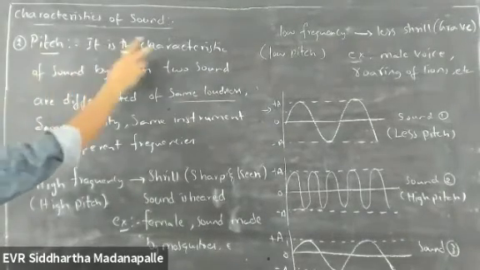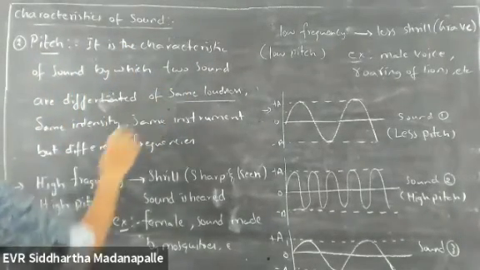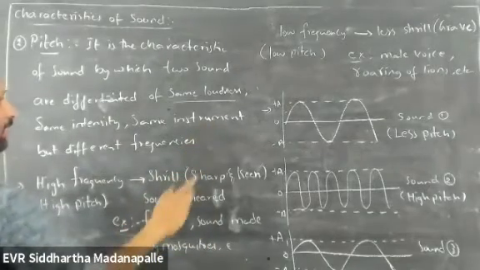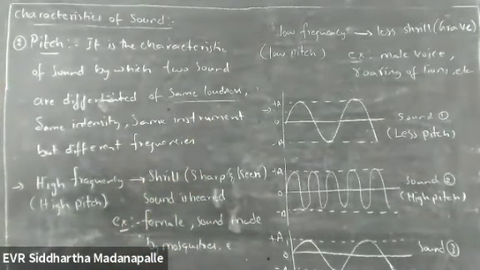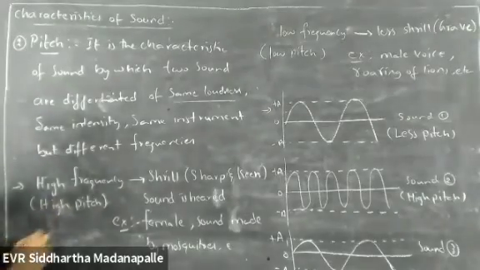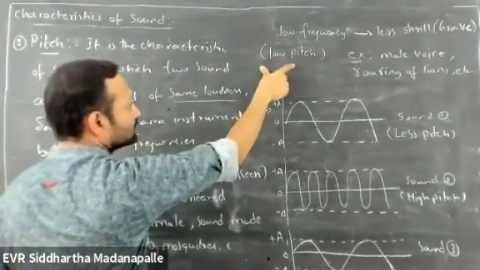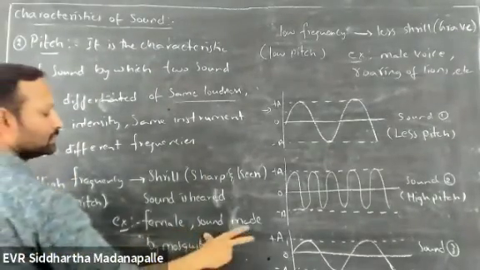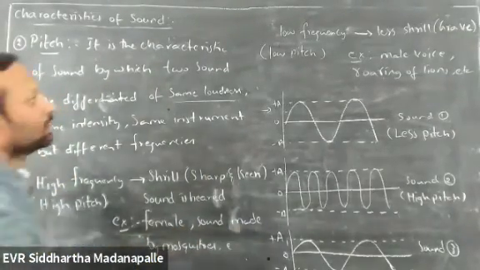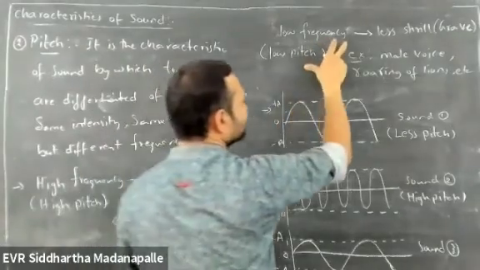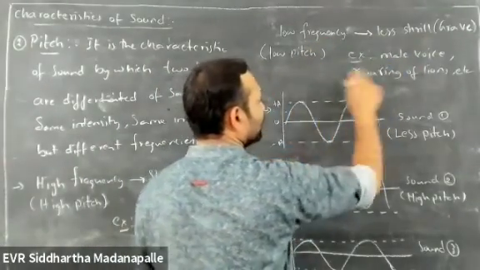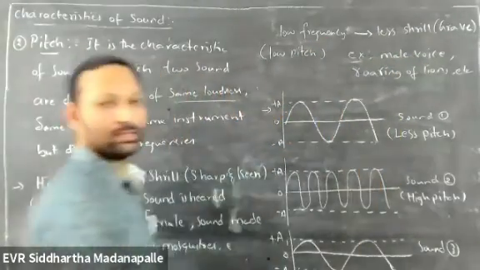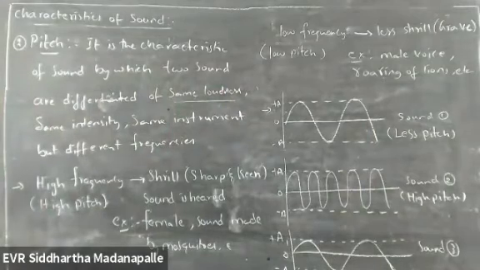That is, by using the pitch we can differentiate the two sounds of same amplitude, same loudness, same intensity, same instruments, but of different frequencies. High frequency means high pitch, low frequency means low pitch. Examples for the high pitch frequency sounds: female voice, sound made by the mosquitoes, whereas examples for the low pitch frequency sounds are male voice, roaring of lions, etc.